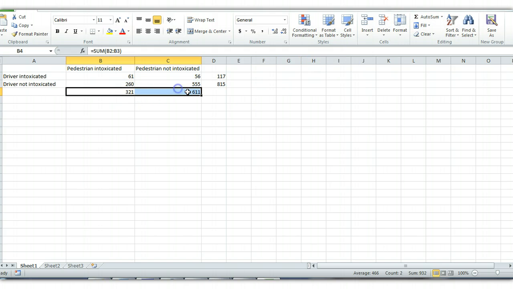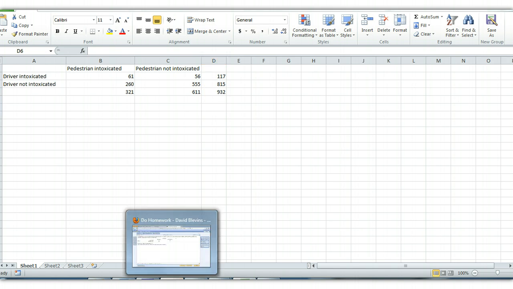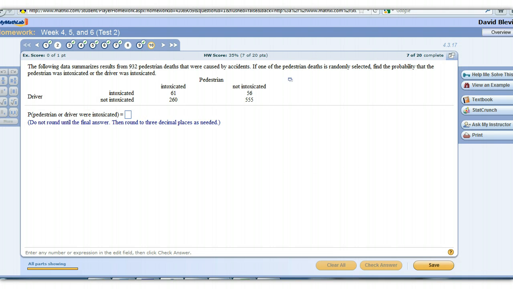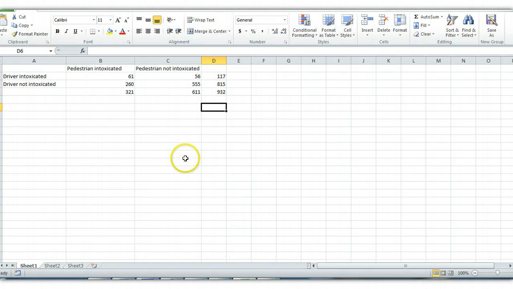Then add these together. Oops, Control Z, I didn't like that. And then this equals this. So this is our total sum. There's 932 in there, which I think they tell us. Yeah, 932. So I'm going to write in here that this is the totals, and then this is their totals, because this is how I normally do my tables.